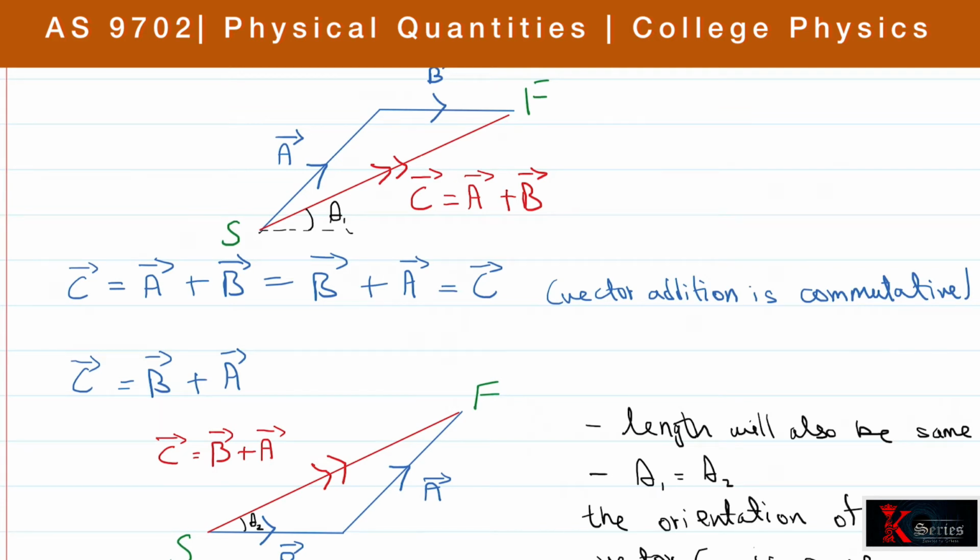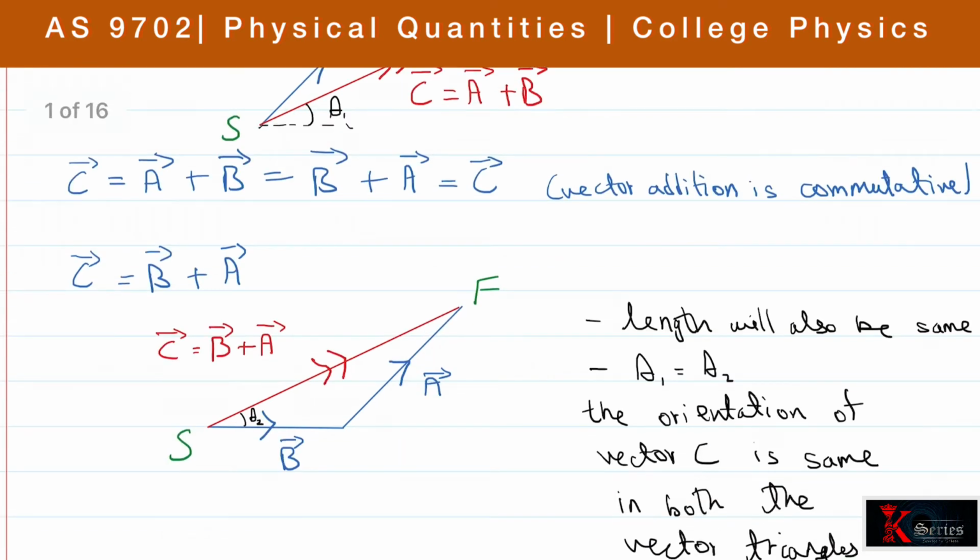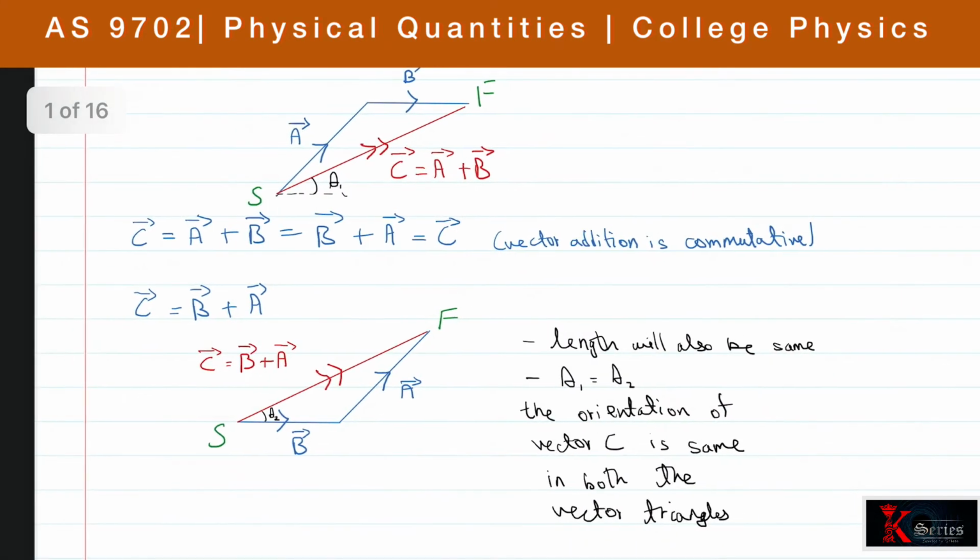So the length will be the same in both the diagrams. As we can see in the first and the second diagram, the length is the same and the angle will also be the same. As we can see, angle 1 is equal to angle 2, and the orientation of vector C is the same in both the vector triangles. Therefore, we can find that vector addition is commutative because even if we join the head of vector A with the tail of vector B or the head of vector B with the tail of vector A, we were able to find vector C which has the same orientation. So this is about vector addition.